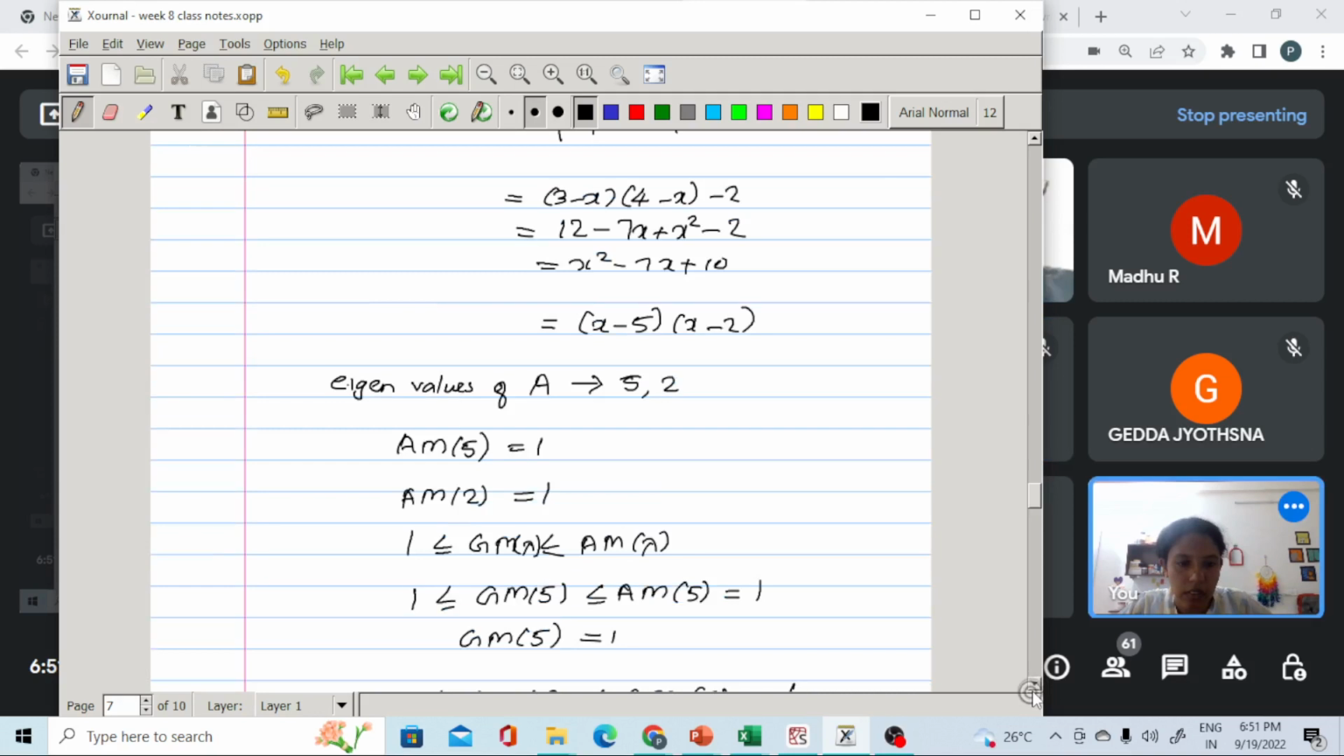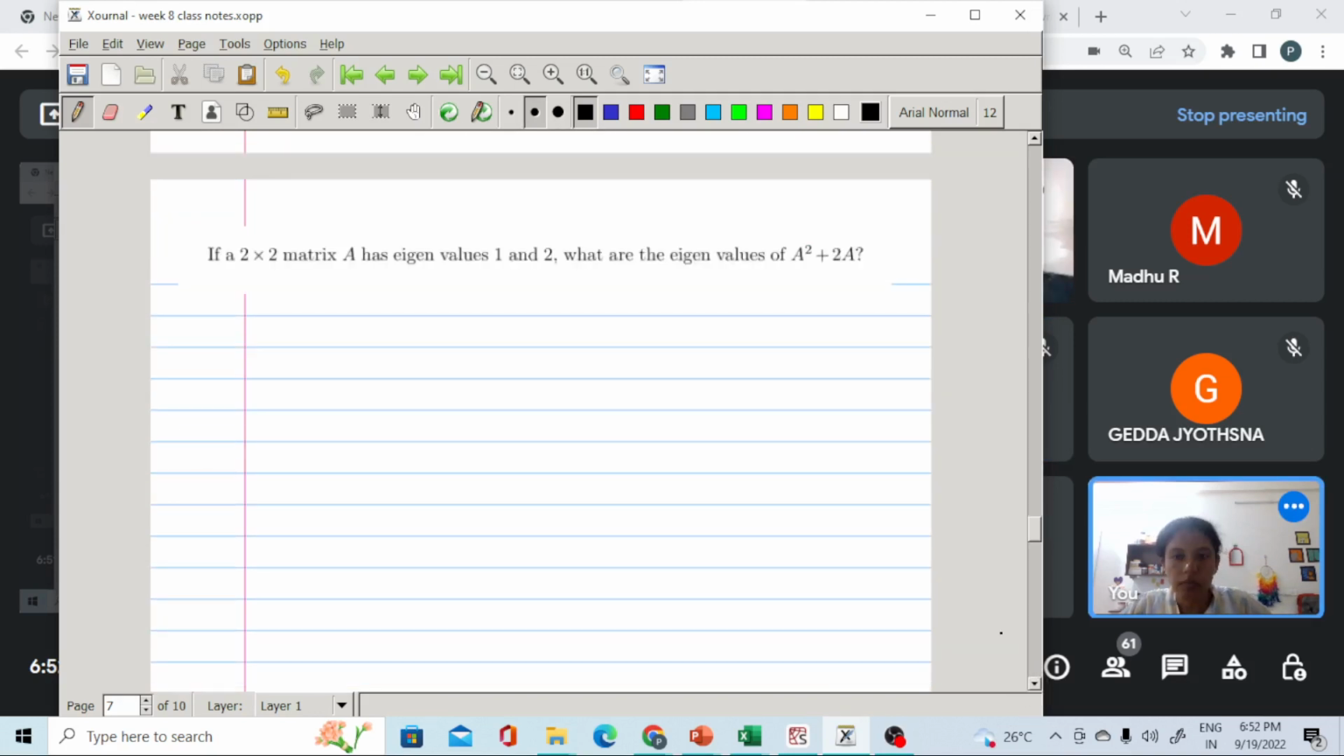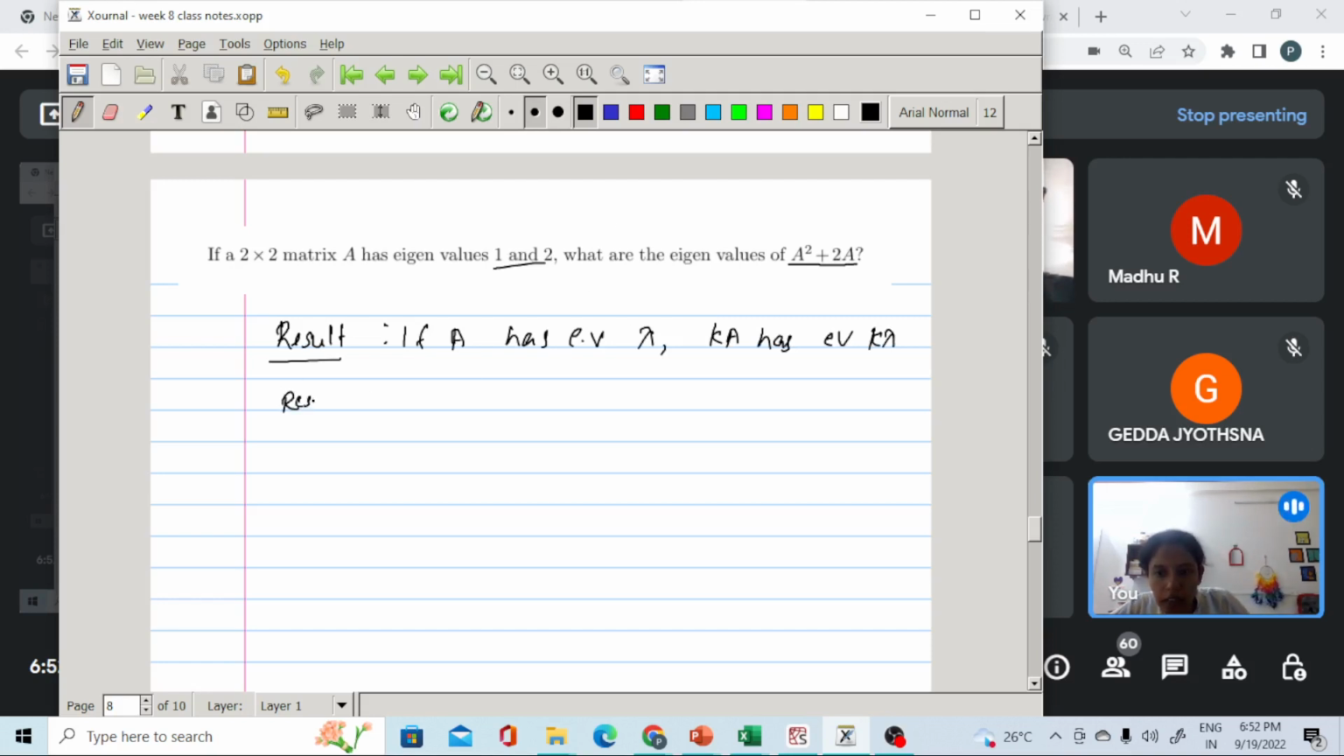Now let us move to the next problem. So here a 2 by 2 matrix A is given. It has eigenvalues 1 and 2. The question is to find the eigenvalues of A square plus 2A. So we already have one result. If A has eigenvalue lambda, kA has eigenvalue k lambda. That we already saw. In the same way, we have one more result.